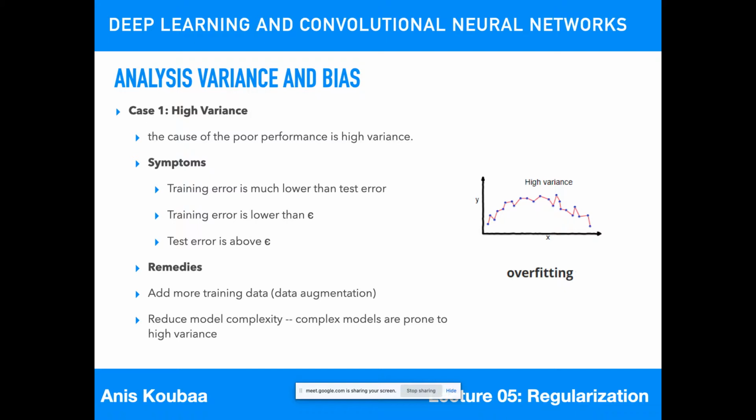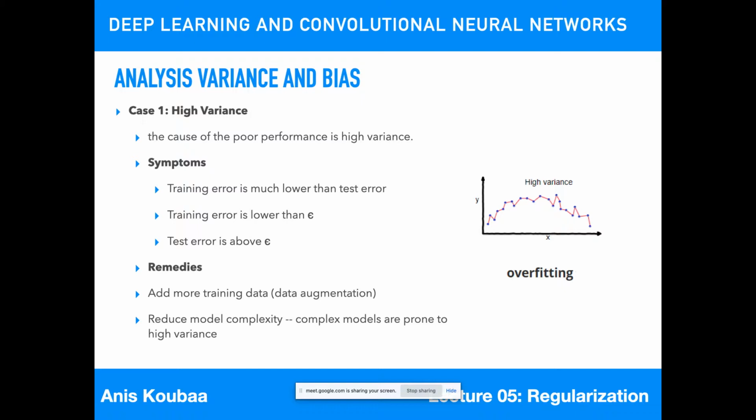Okay, let's look at how to analyze the variance and the bias. Imagine that you made some training and you find high variance. High variance means you have overfitting. The cause of the poor performance is high variance. So what are the symptoms? How do you know this?